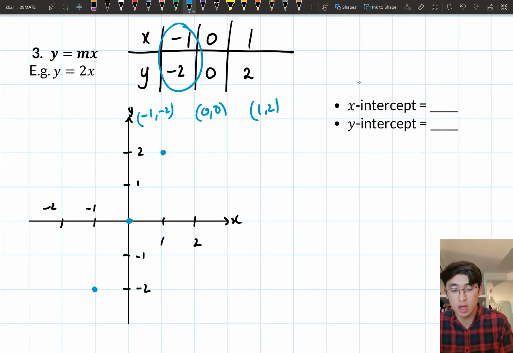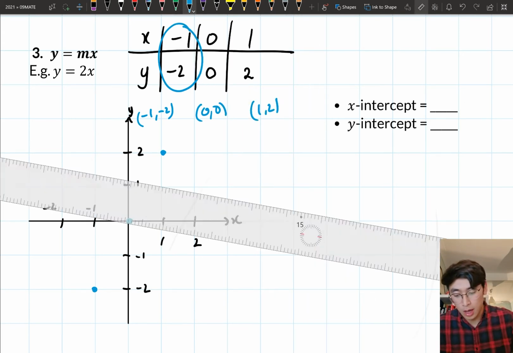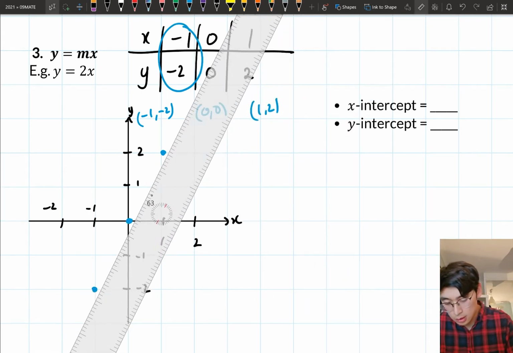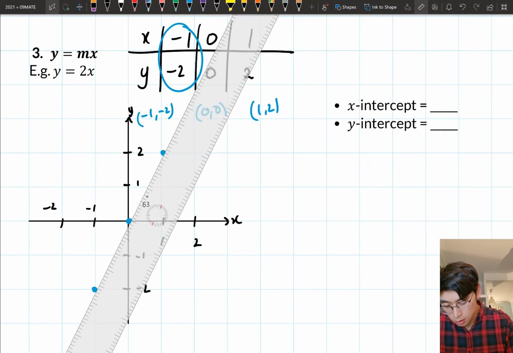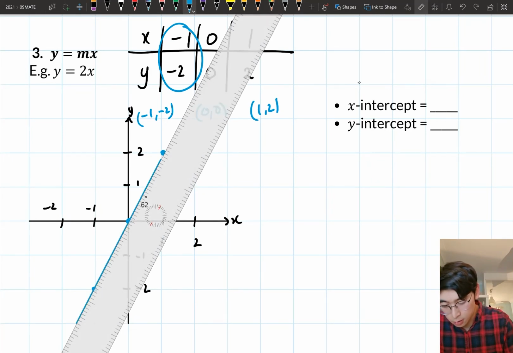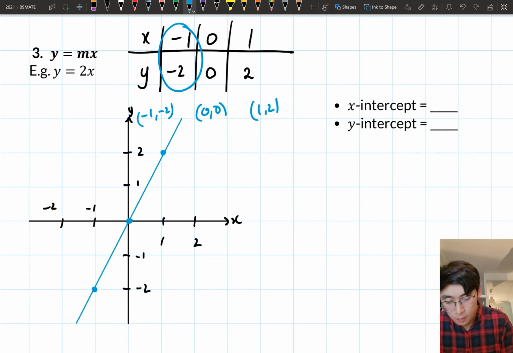And so our linear relationship for this one would look like this. Let's just draw a line through that. Okay. So that's what this one would look like.